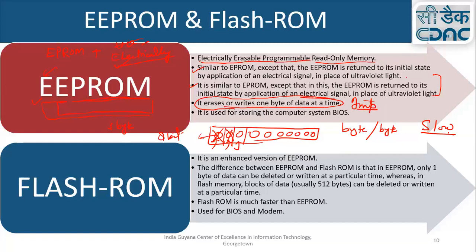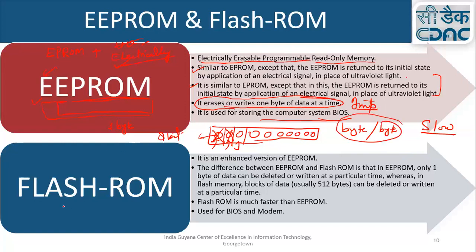So it is used for storing the computer system BIOS. In a future class I will discuss this BIOS, that is basic input output system. When you start your computer, this BIOS is loaded first. So that BIOS is written in the EEPROM. This is the only problem here: byte by byte, that's the problem.